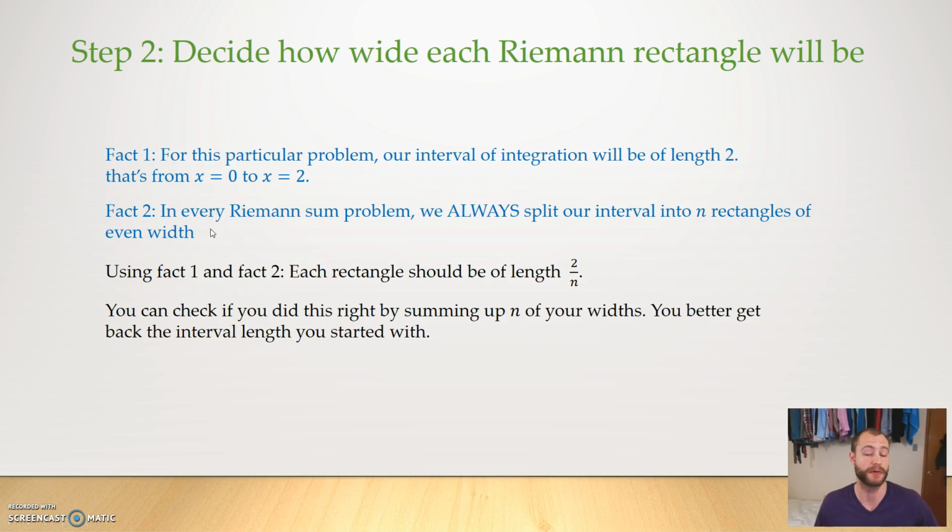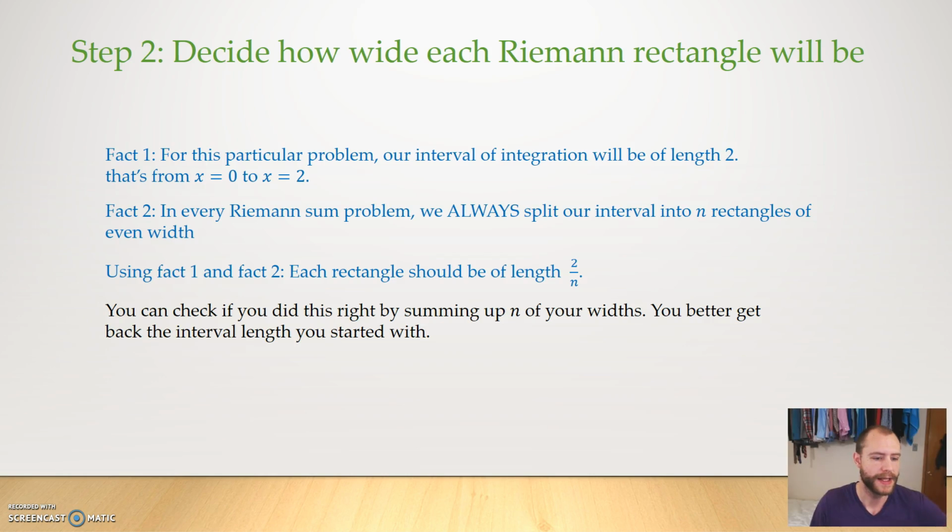So if I know how long I'm going to be integrating from, then I can find the width of each rectangle because I always divide it into n rectangles of even width. Using fact 1 and fact 2, each rectangle should be of length 2 over n. In this case, it's 2 over n because it's length 2. I want to split it into n even rectangles, which means we have to divide it by n. Divide 2 by n, and that's the width of each rectangle.